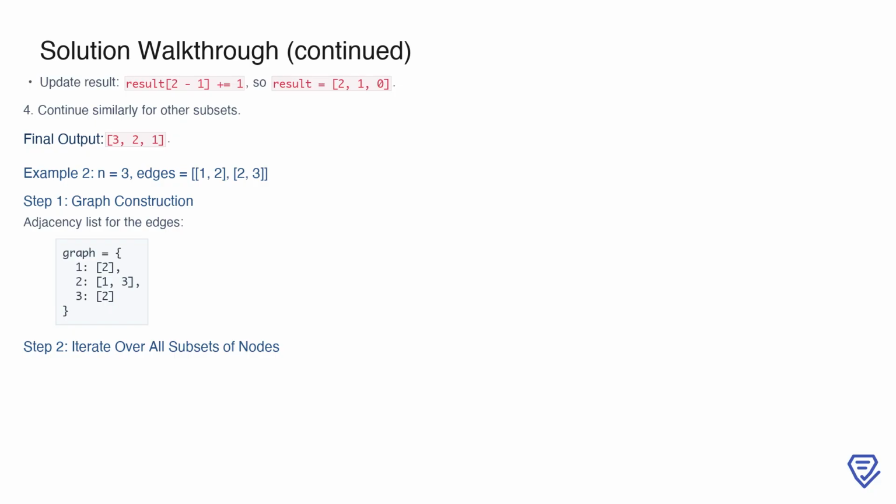In this new example, we have 3 nodes connected by the edges 1, 2, and 2, 3. The first step, as before, is to construct the graph. Using the edges, we build the adjacency list, which represents the connections between nodes. Here, node 1 connects to node 2, node 2 connects to nodes 1 and 3, and node 3 connects back to node 2. This results in the adjacency list 1: 2, 2: 1, 3, 3: 2.